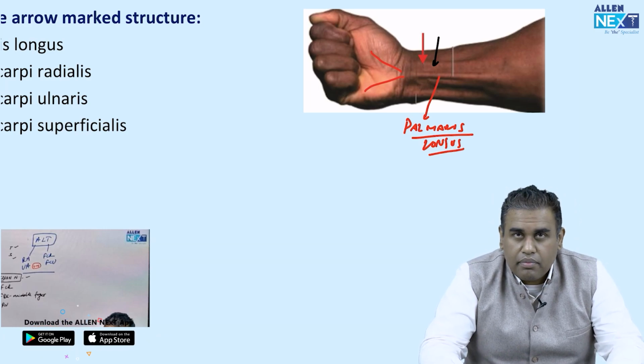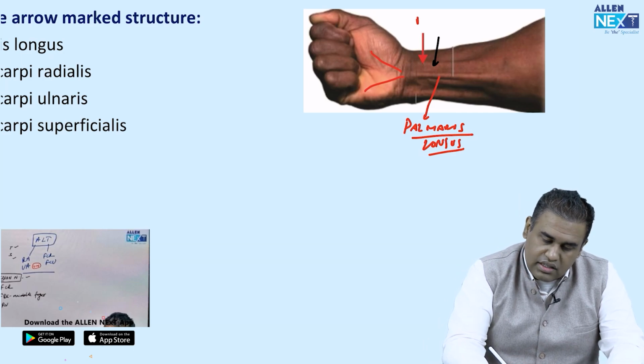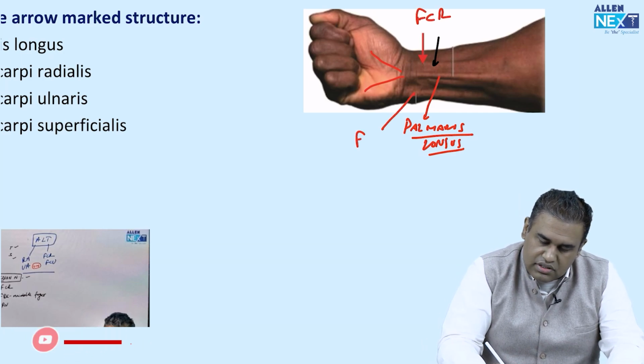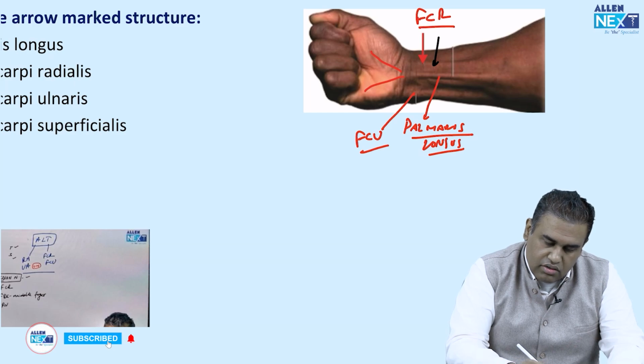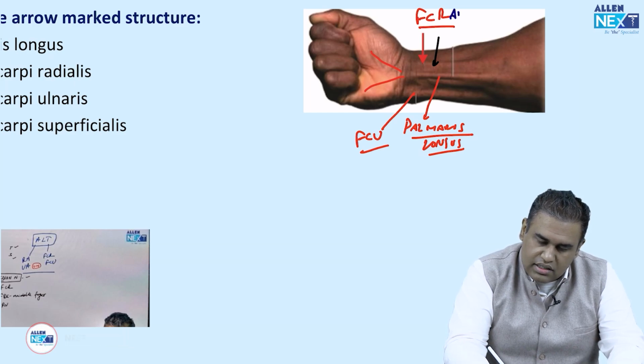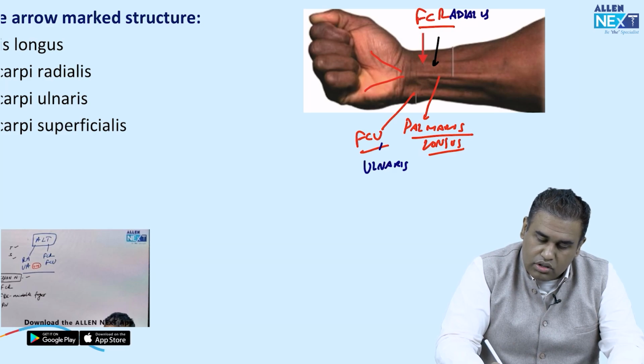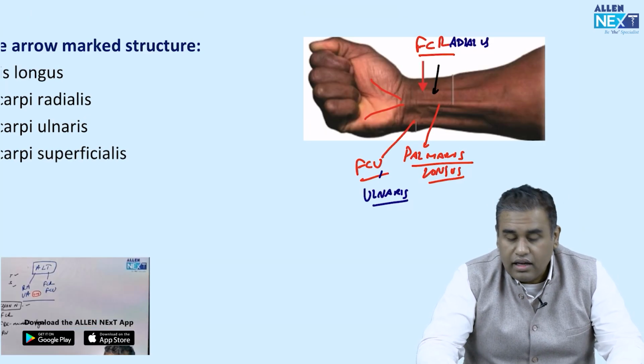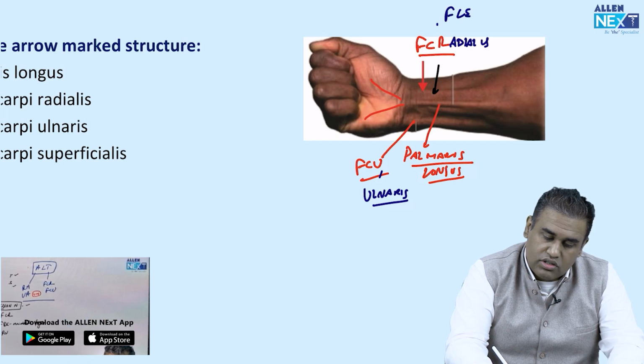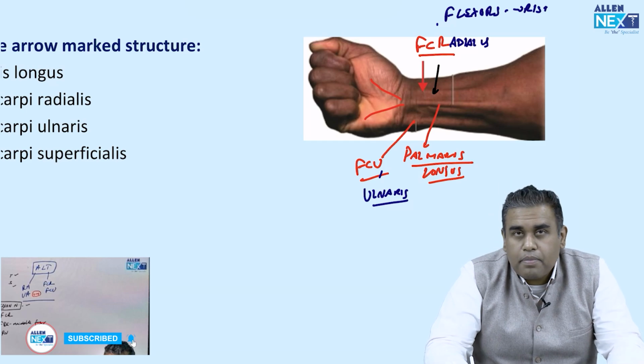Apply common sense as well. Now, the tendon lateral to it is the FCR and the tendon medial to it is the FCU. What is FCR, FCU? FCR is flexor carpi radialis, and FCU is flexor carpi ulnaris. Both of these tendons, what is their role? They are mainly flexors of the wrist joint. Understand this, flexion of the wrist.